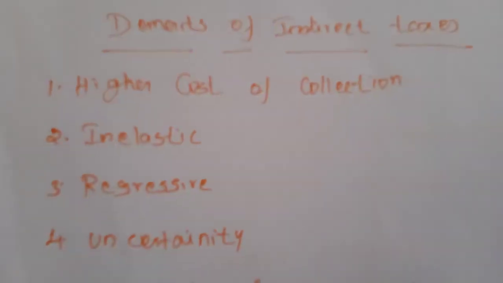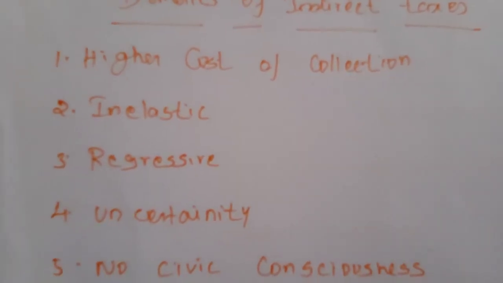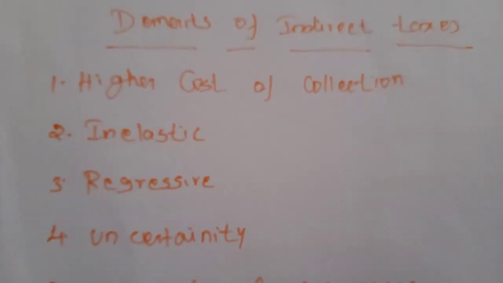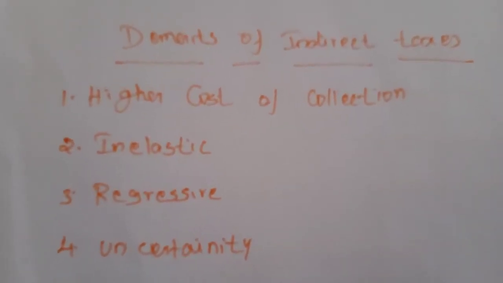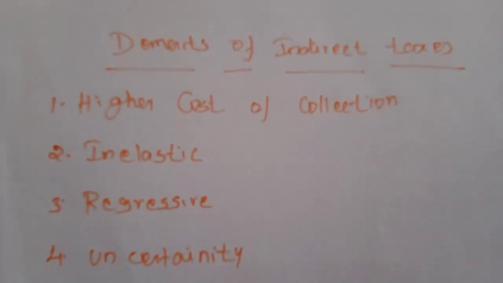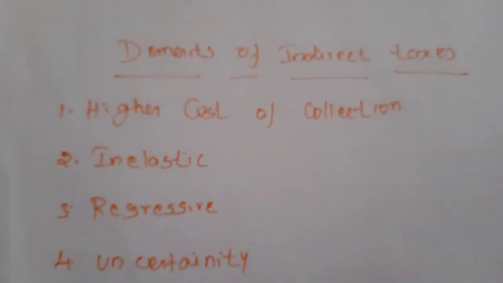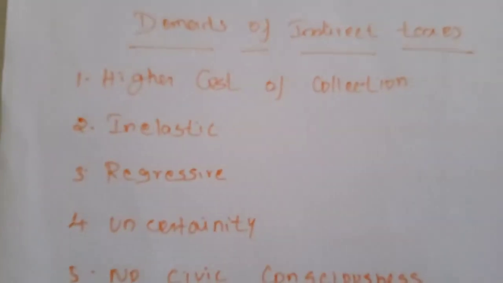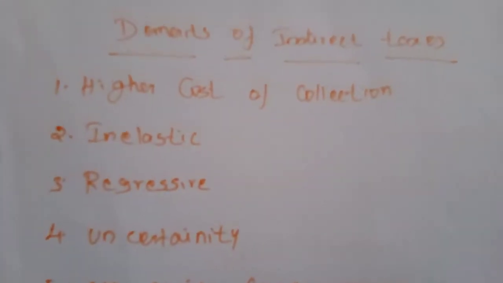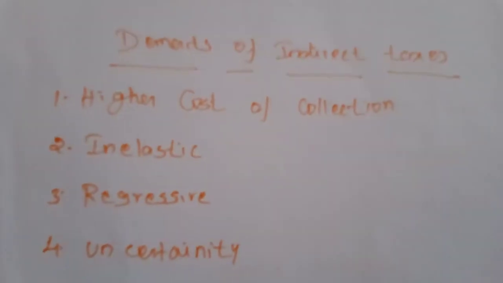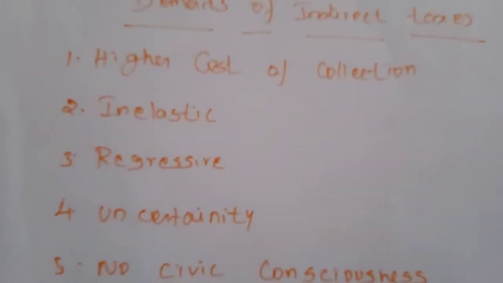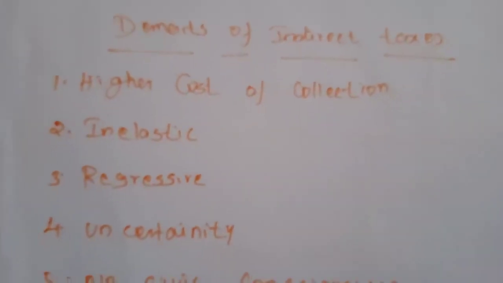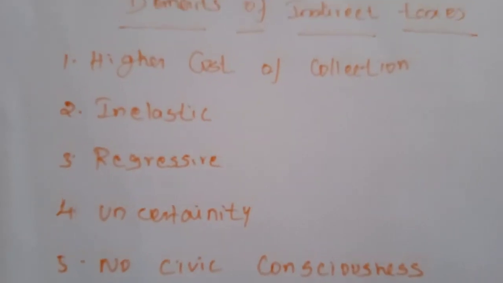In direct taxes, the people who have the responsibility to pay the tax pay it to the government directly. But here the consumers bear the burden of paying the tax, and the government has to spend more money on collection, because the tax is collected from consumer to retailer, retailer to wholesaler, wholesaler to producers. After that only will it reach the government, so it takes some cost of collection.